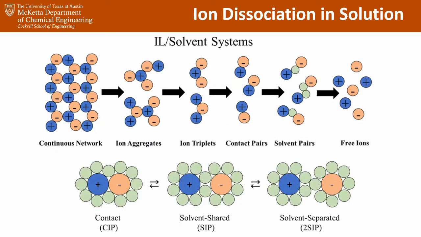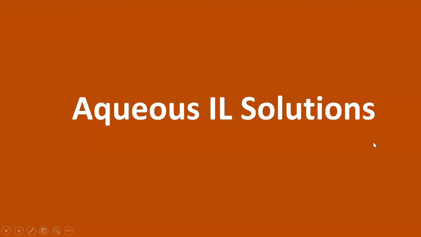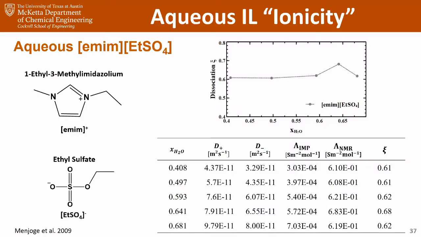All right, so the next thing I wanted to look at is where we've got ILs dissolved in molecular solvents. And certainly we can think about the pure IL, as we add more and more water or other solvent, we could be going to aggregates or triplets or contact pairs or contact ion pairs or solvent separated ion pairs, or all the way to our free ions. And so what does this look like with the density, viscosity, and conductivity data?